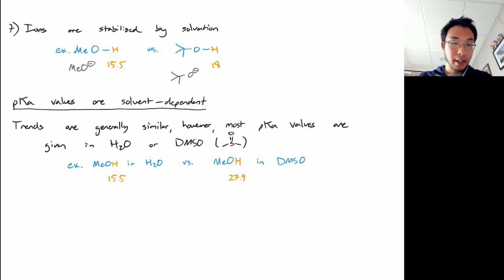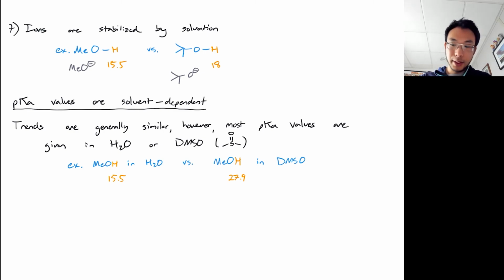As an example of that, methanol in water has a pKa of 15.5, so that's referring to the dissociation of methanol into the proton and the MeO with a negative charge, which is called methoxide. In DMSO, that equilibrium constant is much higher. It's much more in favor of the reactants. So methanol is going to be much less likely to dissociate in DMSO than it is in water. And so that's a huge factor when it comes to thinking about reactions.